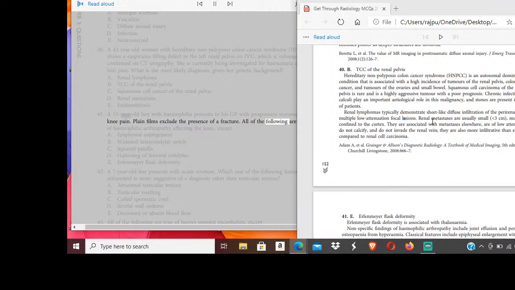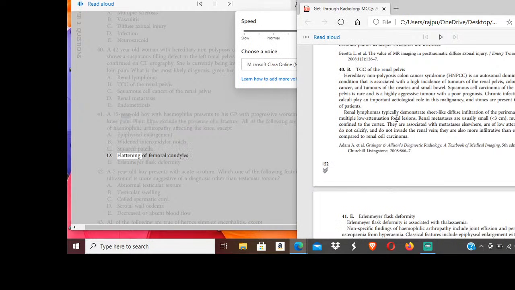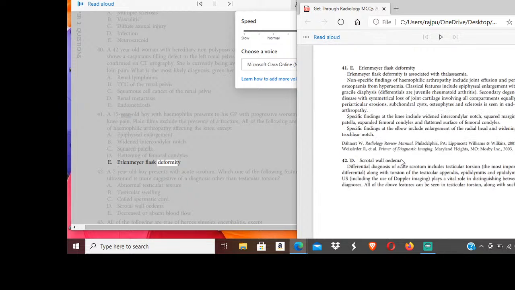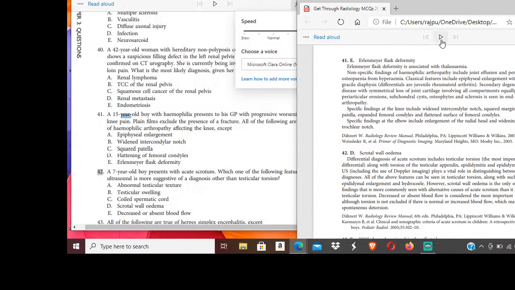A. Epiphyseal enlargement. B. Widened intercondylar notch. C. Squared patella. D. Flattening of femoral condyles. E. Erlenmeyer-Flask deformity.